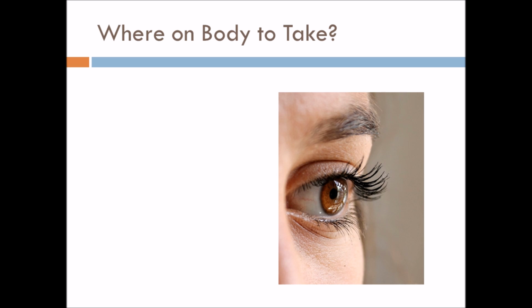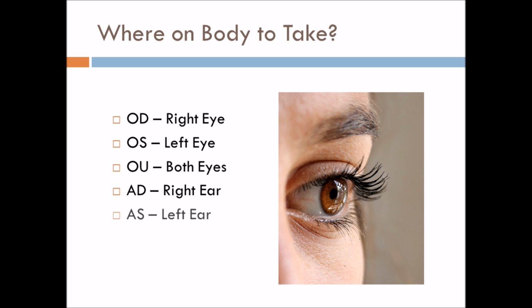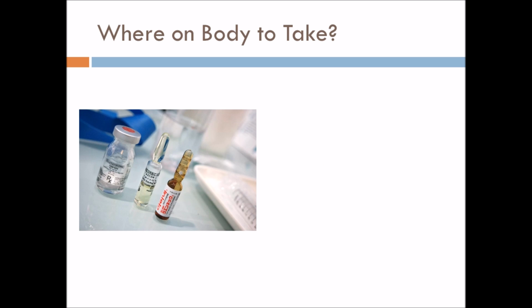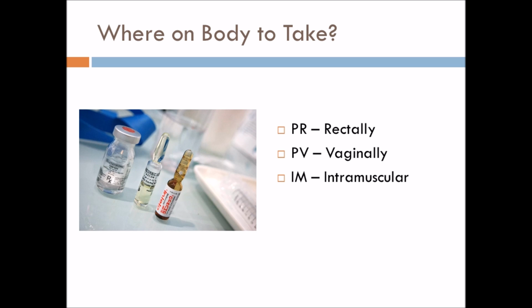Going along with this idea of different forms, they also have different instructions. You can find SIG codes relating to where to use the medication on the person's body, like OD, OS, OU, AD, AS, AU, and PO. Some other methods of taking the medication include rectally, vaginally, intramuscularly, and by the cheek and gum.